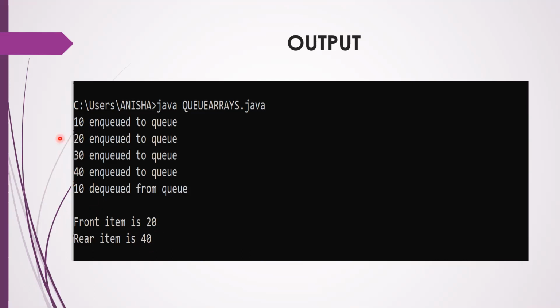See how it is pointing, right? When 10 is DQ'd, front points to 20 and rear points to 40, because 40 is the latest element which has been inserted. So always insertion occurs at the rear and deletion occurs at the front.